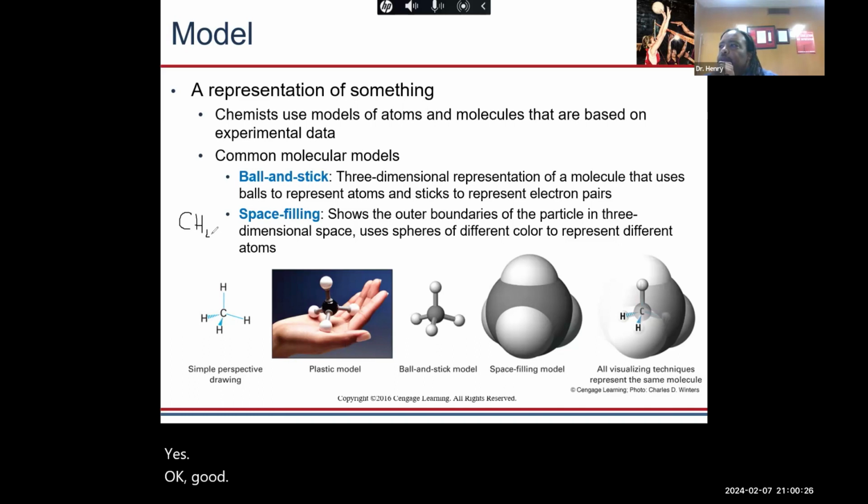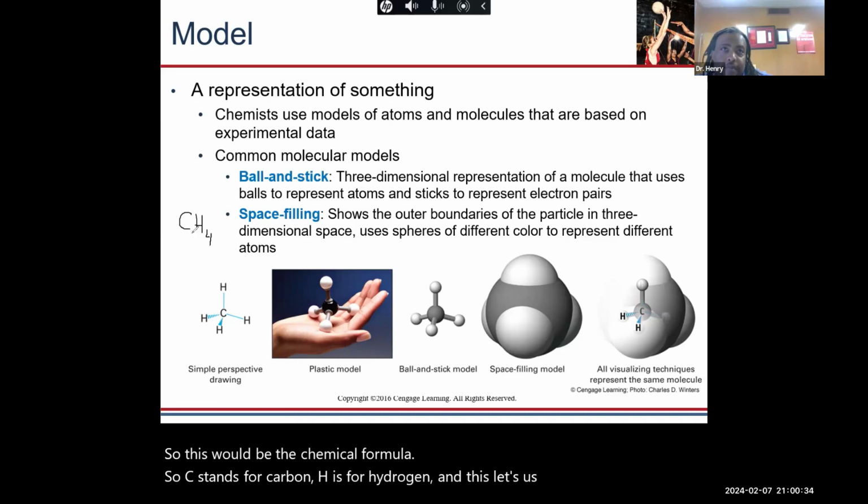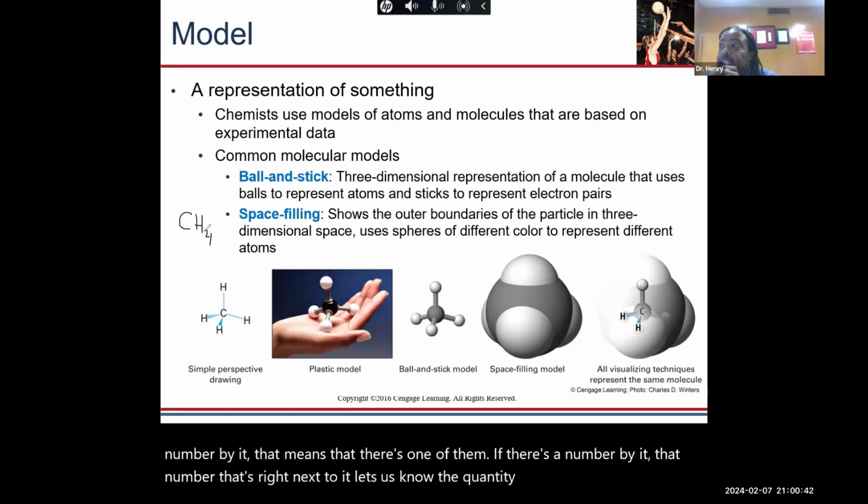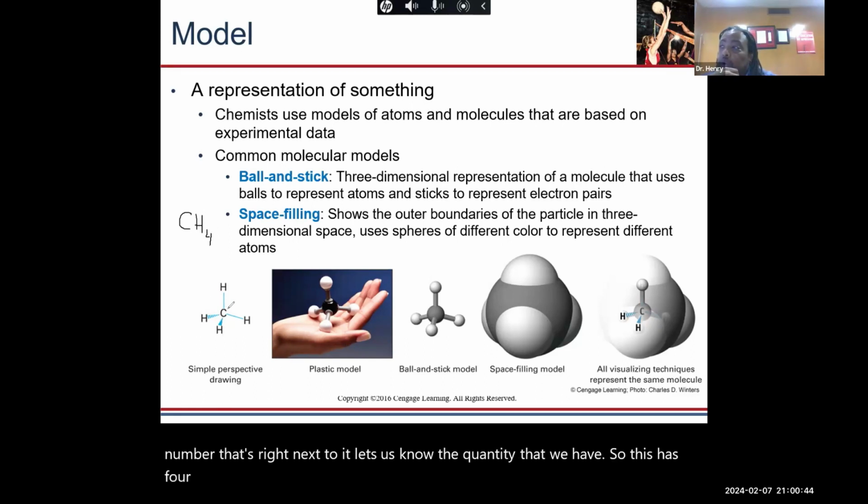So this would be the chemical formula. C stands for carbon, H is for hydrogen, and if there's not a number by it, that means that there's one of them. If there's a number right next to it, that number lets us know the quantity that we have. So this has 4 hydrogens. So this is the way we draw it. This is a compound. It's bonded together.